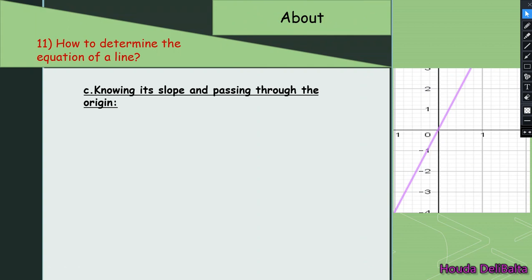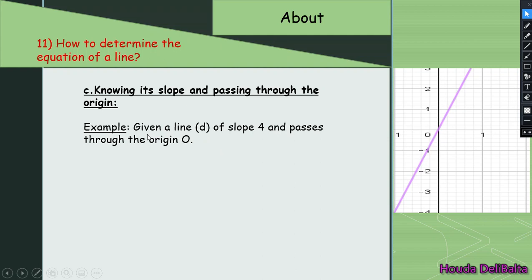Now, how to determine the equation of a straight line if we know its slope and it is passing through the origin? That's a very easy case. Who can tell me? Think a little bit. We know the slope and it's passing through the origin. We know that if the line passes through the origin, then I don't have b beside ax. The equation is just y equals ax. So the equation of the line should be in this form.